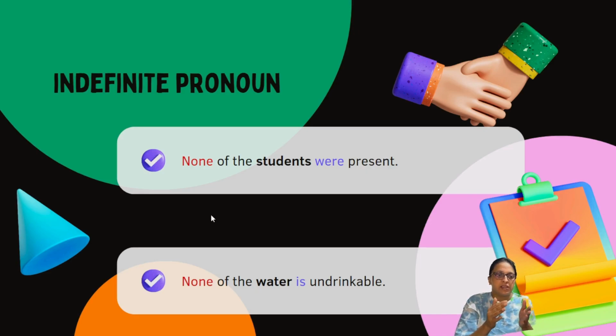So negative, negative: none is there and undrinkable is there. Negative, negative becomes positive. So we want to say that it is drinkable. And remember, water is uncountable, we can't count water. Therefore, it will take a singular verb.